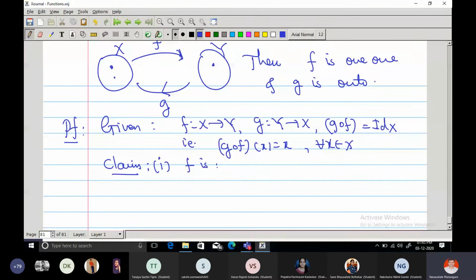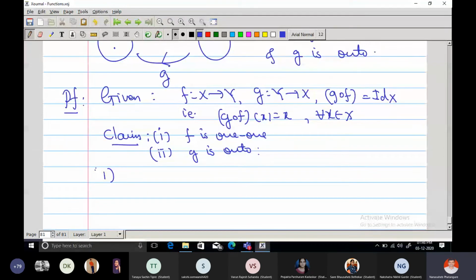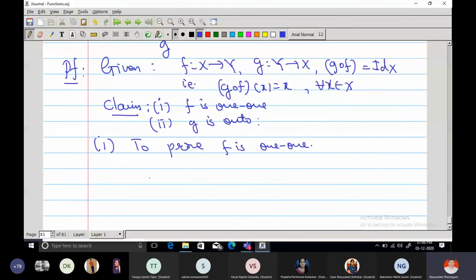Right. So let us try to prove the first claim. First, to prove f is 1-1. So this is our first claim. Okay, how to initiate the process? That is, if you want to prove that some function is 1-1, what do we need to prove? Just recall the previous knowledge. What do we need to prove that f is 1-1?